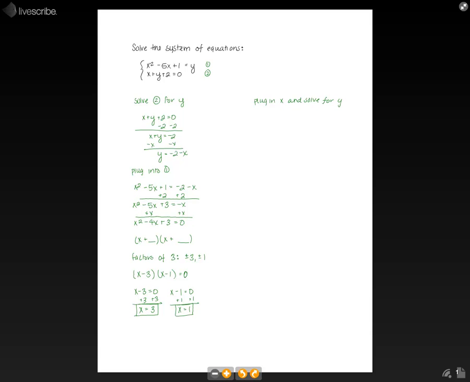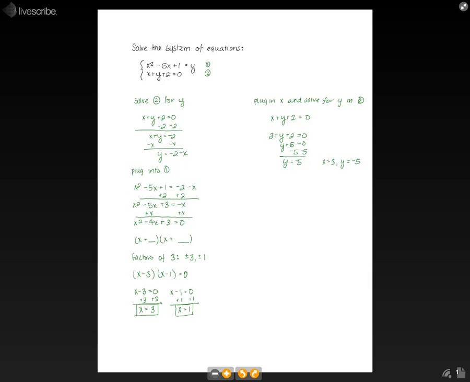Now we could do that in either equation, but it's way easier to do in equation 2. So let's go in equation 2 right here. So x plus y plus 2 equals 0. Alright, so let's plug in x equals 3. So we have 3 plus y plus 2 equals 0. So that's the same as y plus 5 equals 0. So when we subtract 5 from both sides, we get y equals negative 5. So our first solution is x equals 3, y equals negative 5.